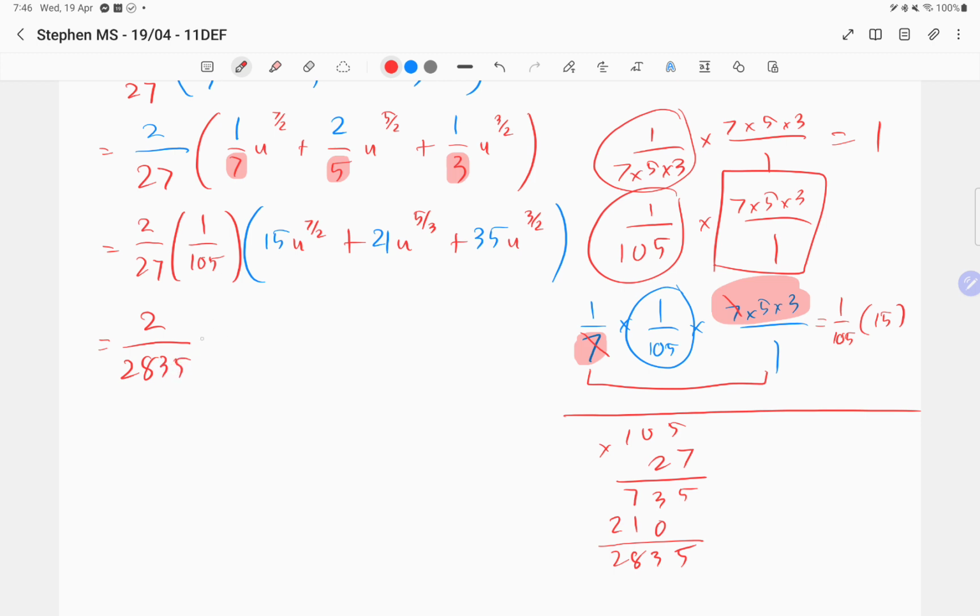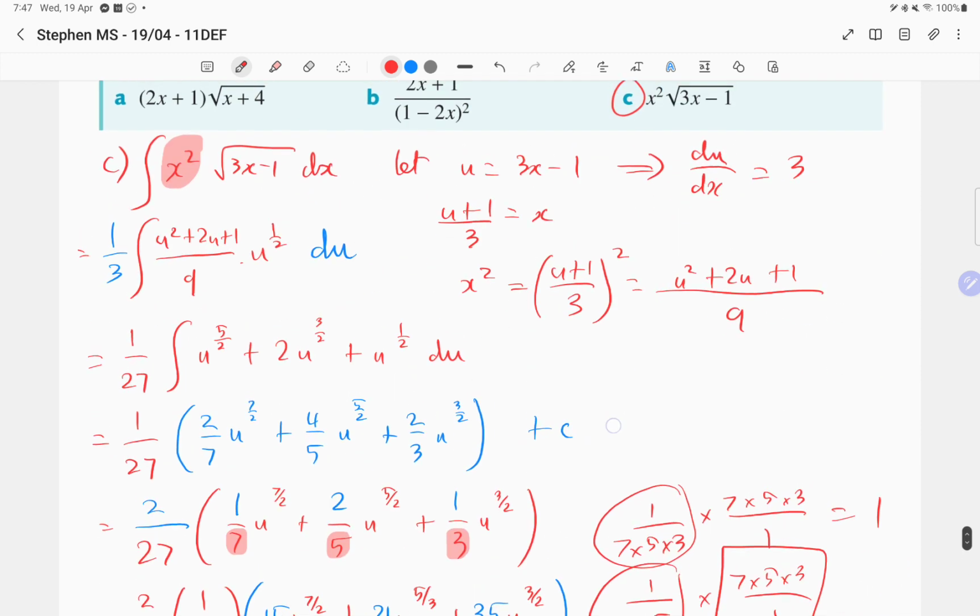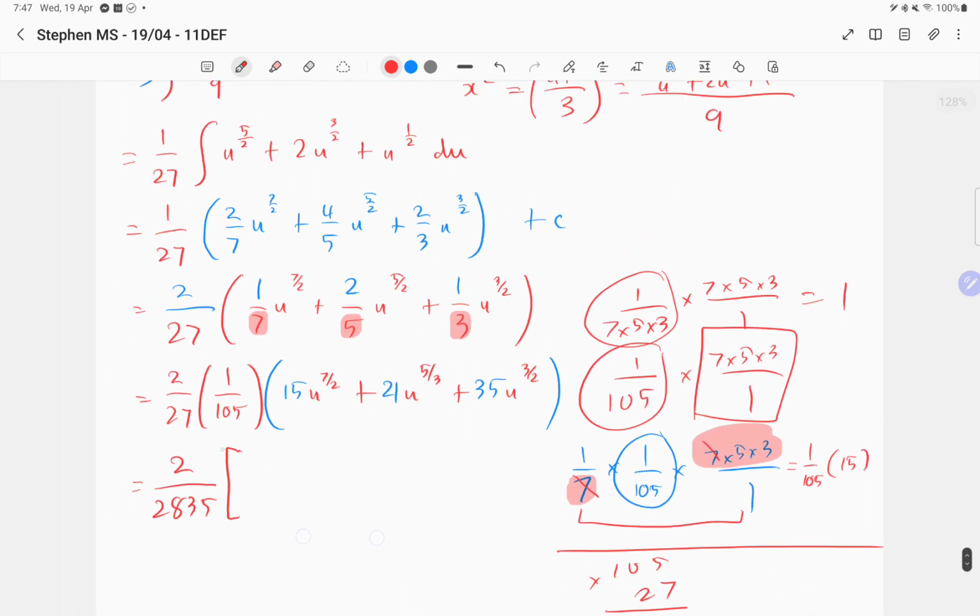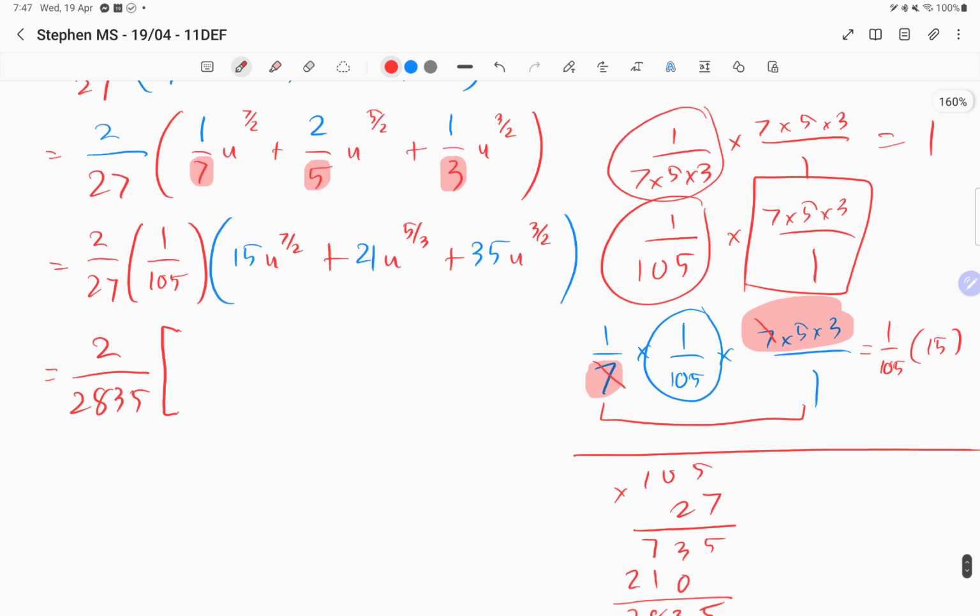Now what is u? u was 3x minus 1. You can take out one more thing. See how everything is over 2? Everything is over 2, right? And you can take out u to the power 3 over 2. So what's left behind then?